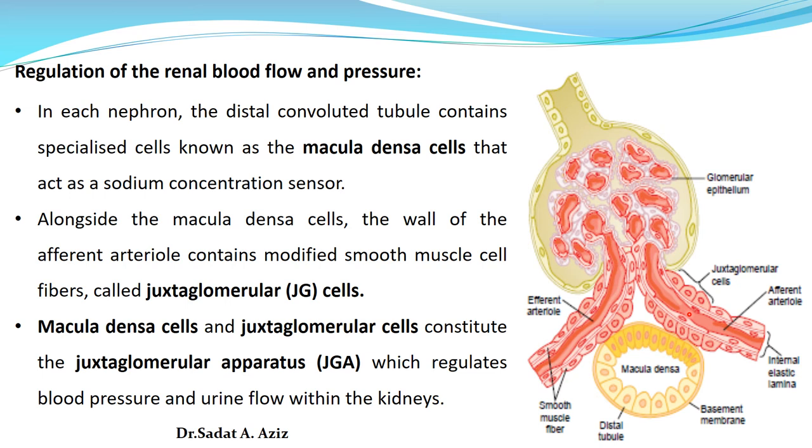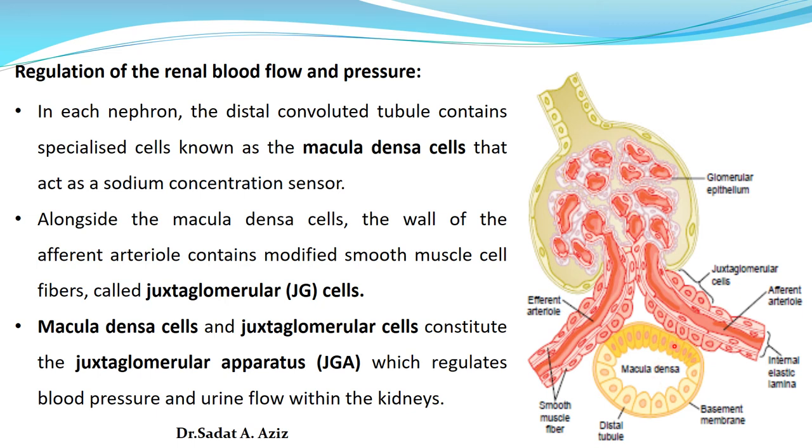So an increase in the diameter of the afferent arteriole leads to an increase in the pressure on the glomerular capillaries here, and the process of filtration can be increased. While a reduction in the diameter of the afferent arteriole leads to what? Leads to a reduction in the process of filtration.